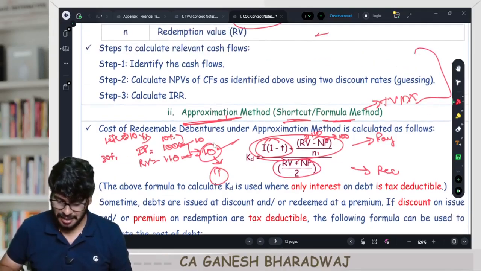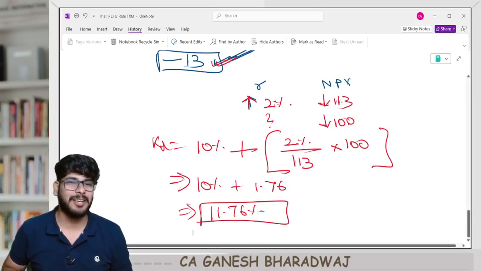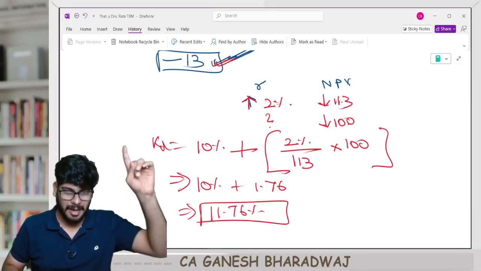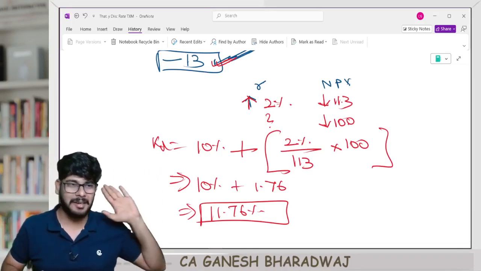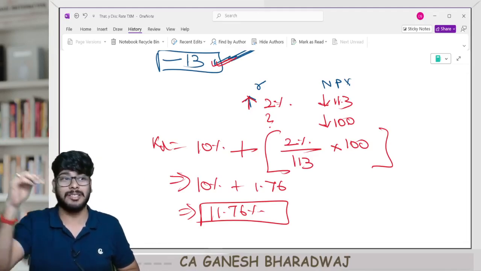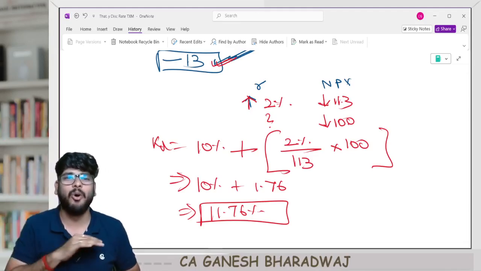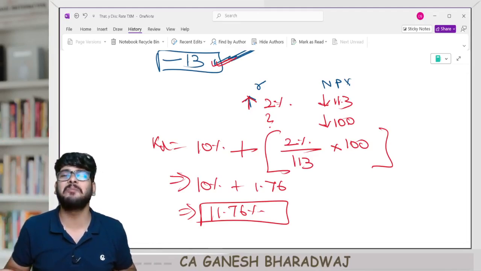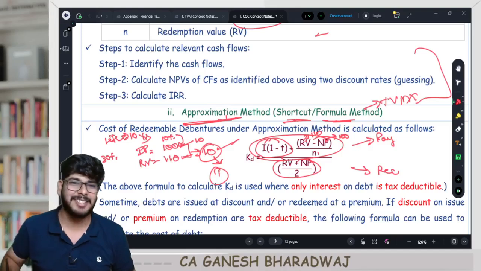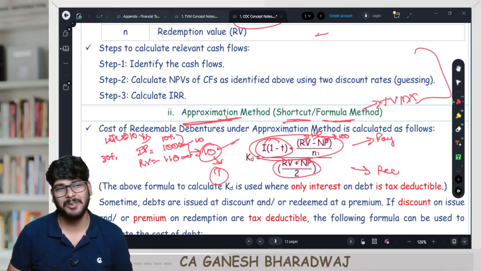Yes? Now, tell me the formula for KD. Logically think, guys. That's all it takes. I into 1 minus T plus RV minus NP, but that's the total cost across the life, divided by N, whole divided by RV plus NP by 2. Now you only said the formula, right? That's all it is. Are you able to understand? Yes, sir. Done?